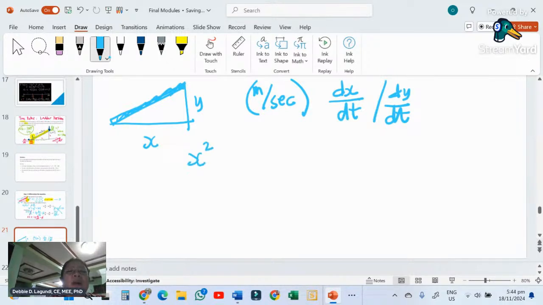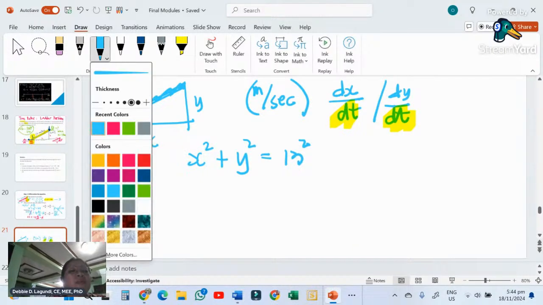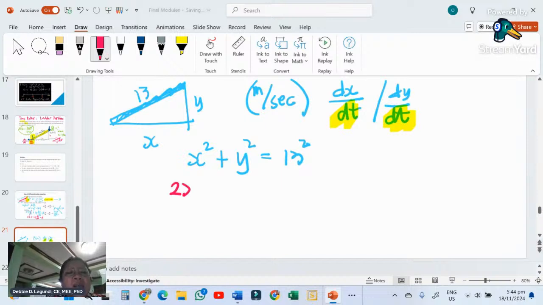Now we have x squared plus y squared is equal to 13 squared, right? So using the time rates, implicit differentiation. Now it's not in terms of x anymore, but in terms of t. And this is the one that you're going to use to calculate dy over dt. A while ago, I said dy over dx, but that is not what we need at this point in time because we are in time rates. So you have 2x dx over dt. Did you see that?